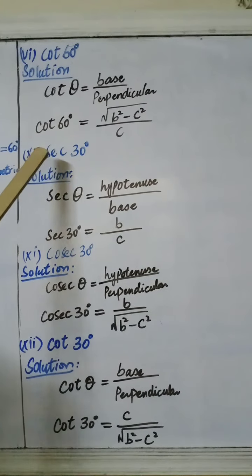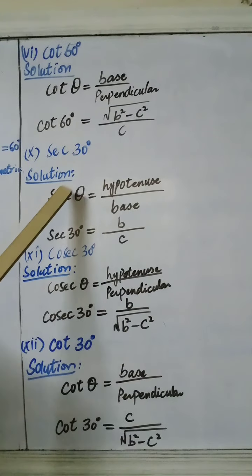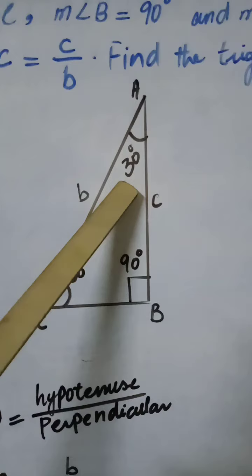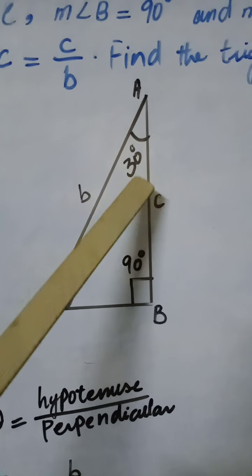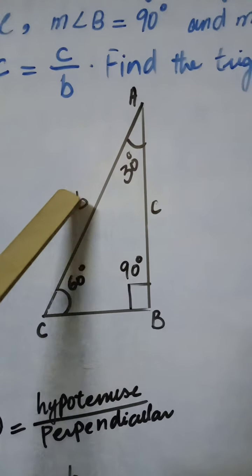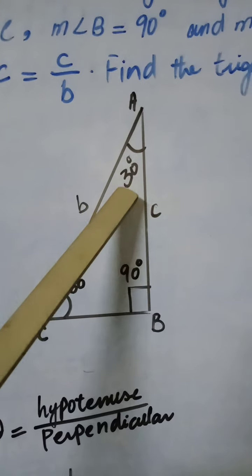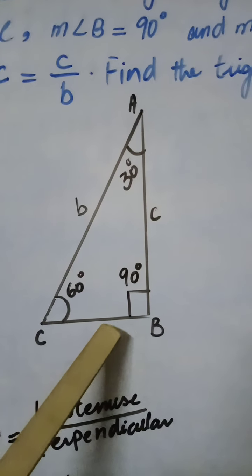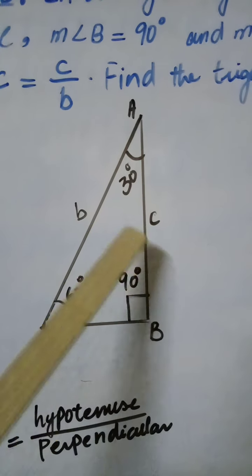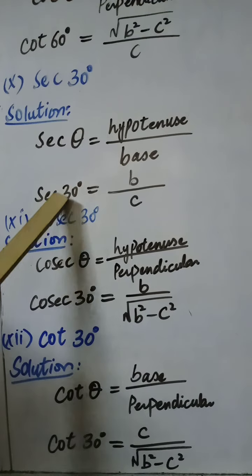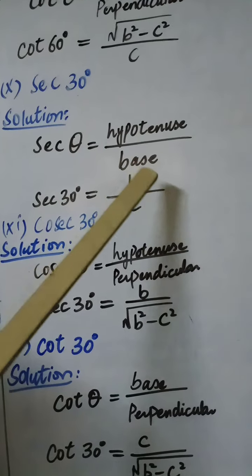Now part 10 is secant 30 degrees. As we know, secant theta is equal to hypotenuse over base. The hypotenuse for the 30 degree angle is b, the perpendicular is BC, which is under root b square minus c square, and the base is c. So secant 30 degrees is equal to b over c.